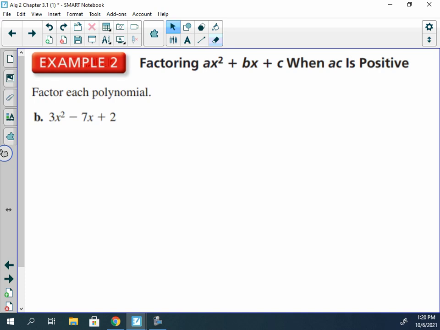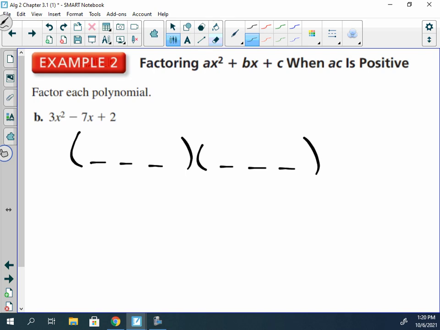3x squared minus 7x plus 2. Is there a greatest common factor between these three terms? Okay. Second step, 2 sets of parentheses with 3 spaces. Got it. Find the sign.